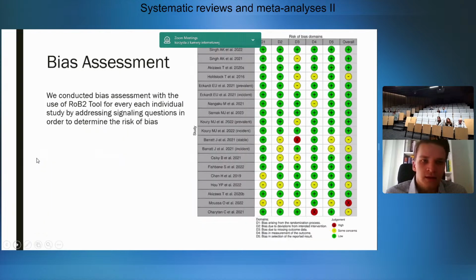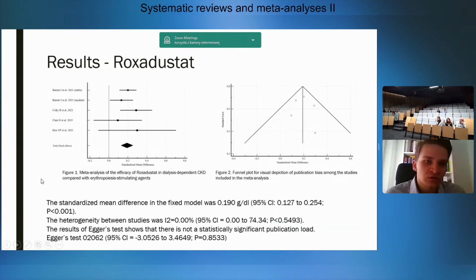Here you can see the bias assessment that was conducted using the RoB 2 tool. Now I want to focus a little on the meta-analysis itself. It was performed using the Hedges' g statistic with a fixed effects model, which is a measure of standardized mean difference. We also used Egger's test to assess publication bias, and the I2 statistic to evaluate the heterogeneity of the studies.